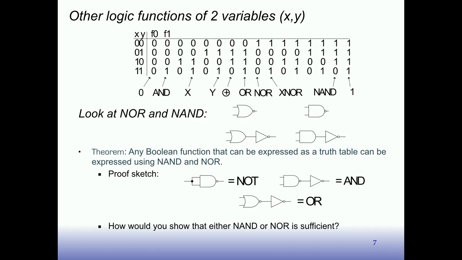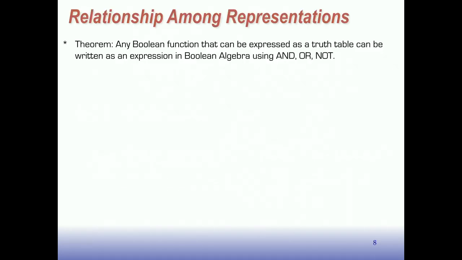Okay, so let's look at the relationship between, we talked about these three different ways of representing combinational logic. There's Boolean algebra, logic gates, and truth tables. So there's another theorem here. It says any Boolean function that can be expressed as a truth table can be written as an expression in Boolean algebra using and, or, and not. That's an important thing because it tells us that if we have a truth table, there is a way to turn that into a Boolean equation. And we'll talk about how to do that in a little bit.